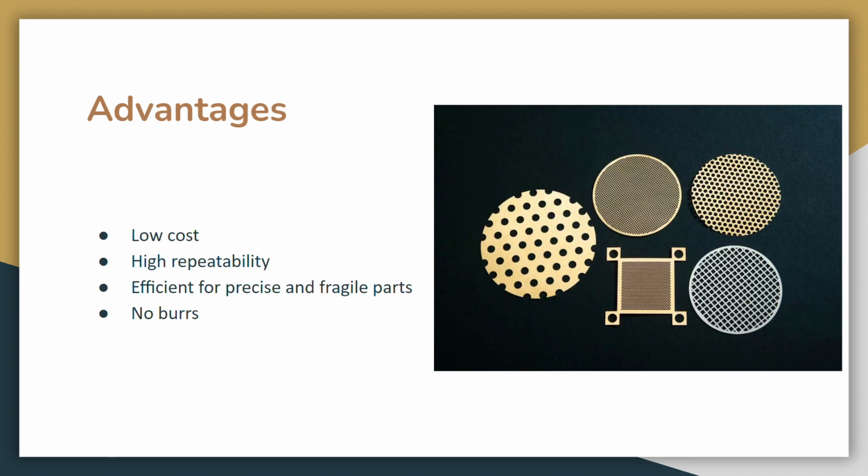Some of the advantages of photochemical etching include the fact that the tools to accomplish photochemical etching are relatively cheap to buy and maintain. The process is very repeatable. Once you have the design for your parts, it is very efficient for parts that would normally be too precise and fragile for other machining processes.